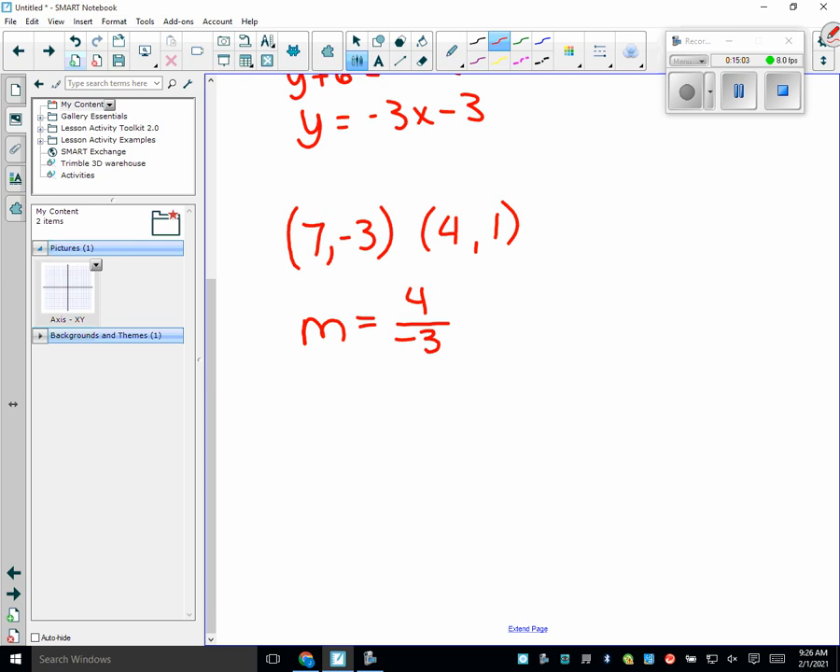So, now I need to use point slope form. And it's called point slope form because we use a point and we use a slope. So you just pick which one point do you want to use? 4, 1. Okay. So y minus 1 equals negative 4/3 times x minus 4.